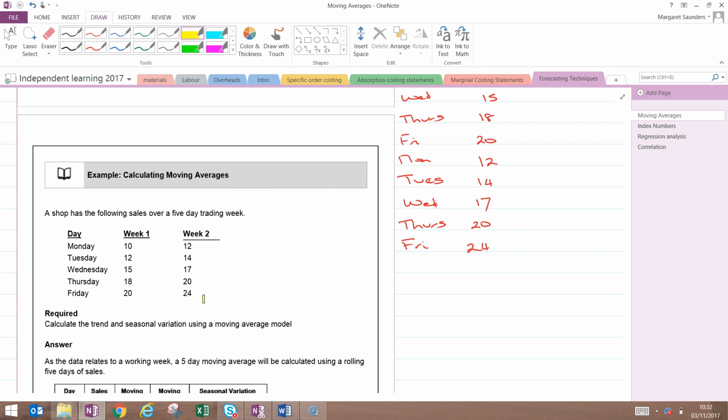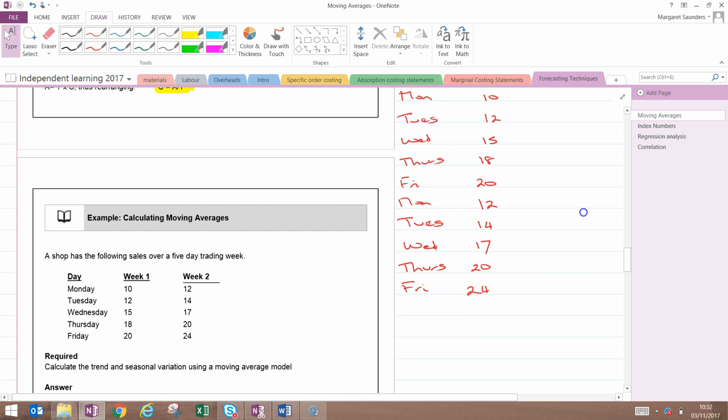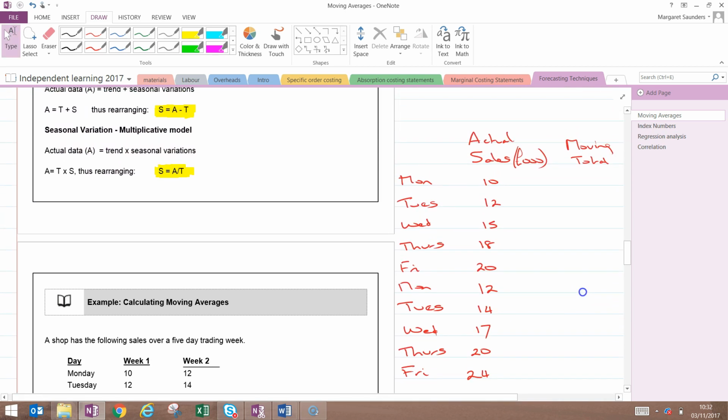So the method is to firstly rewrite all of your data in one long column. I've already done this in preparation. So these are the actual sales figures, Monday, Tuesday, Wednesday, Thursday, Friday, and then week 2, Monday, Tuesday, Wednesday, Thursday, Friday. So I've got one column of data.